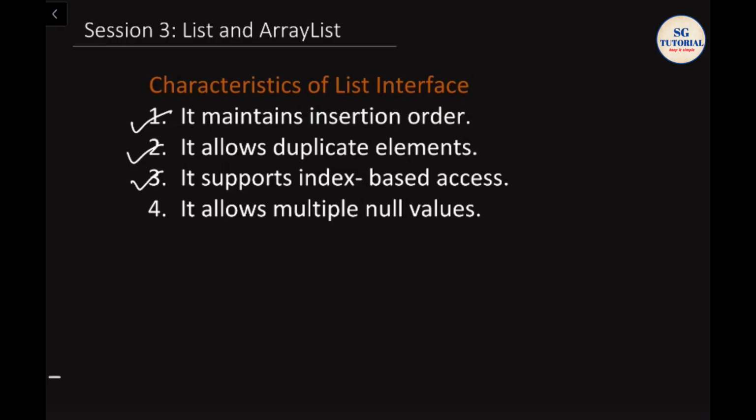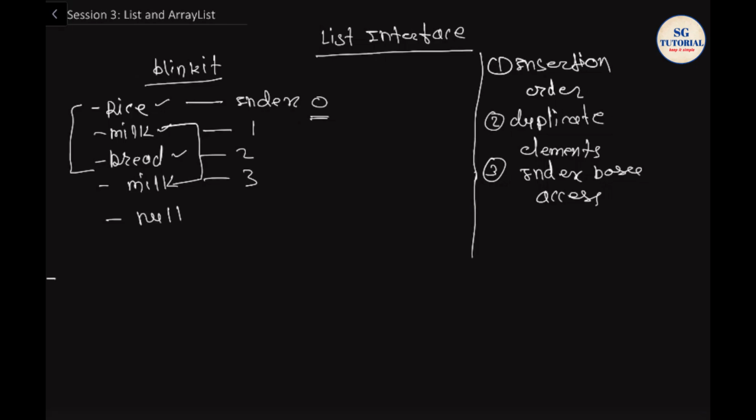Okay. And the fourth characteristic of list interface, or the fourth rule of list interface, is it allows multiple null values. That means there is no object stored at that position. So basically the null value means there is no object stored at that position and list allows it without any problem. Code compiles fine. This also I will show you practically. So the fourth rule of list interface is it allows null value. Okay. So these are the basic rules or features or characteristics defined by the list interface.